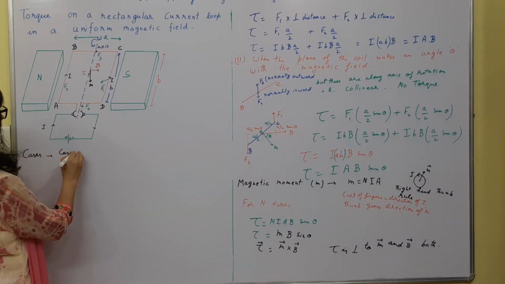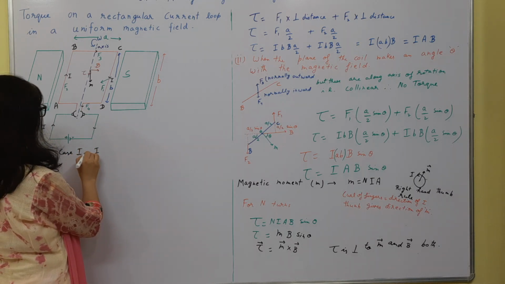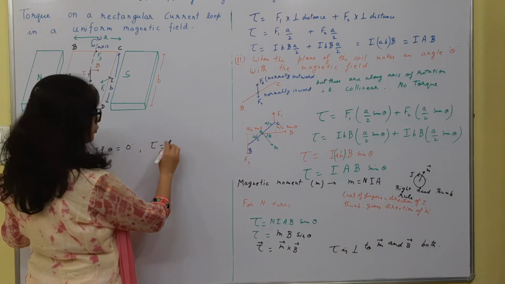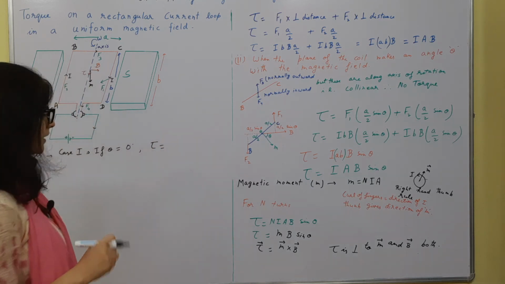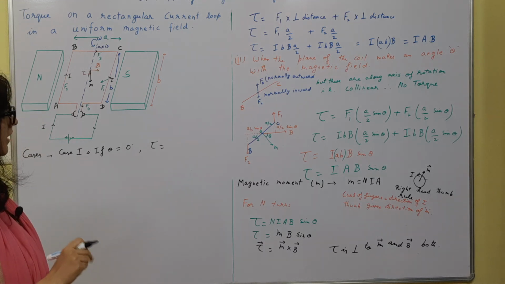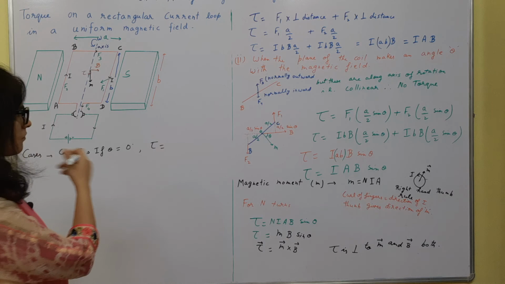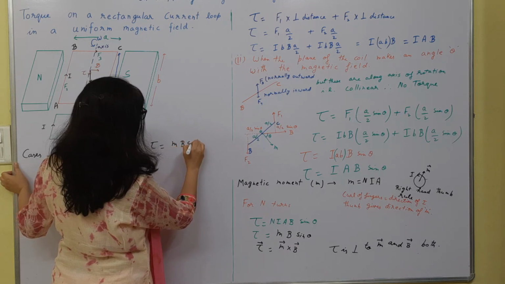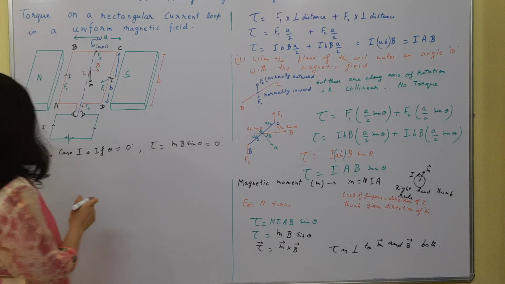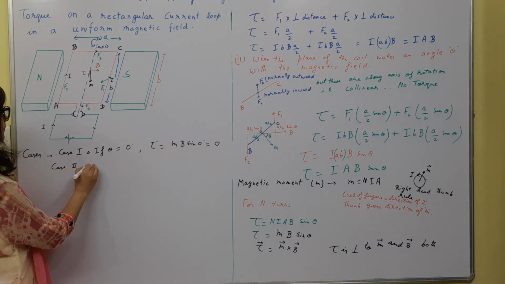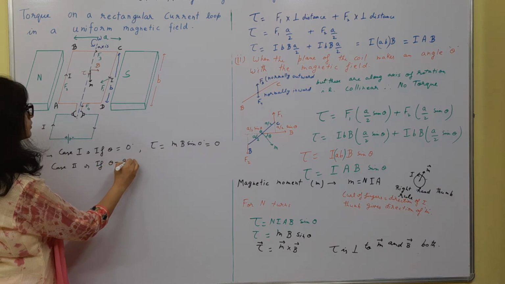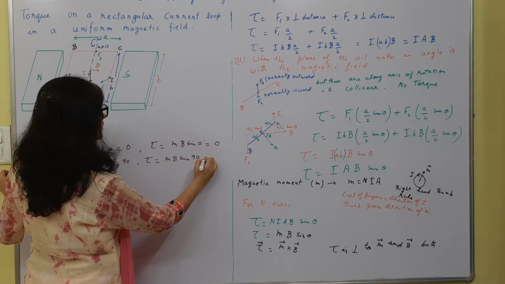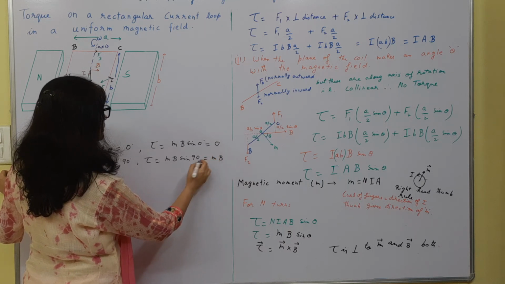Cases. Case 1: if theta is equal to 0 degree, then torque is equal to, theta is the angle between magnetic moment and magnetic field, so the torque will be MB sin 0, that is 0. Case 2: if theta is equal to 90 degree, then torque will be MB sin 90, that is MB, which is the maximum torque.